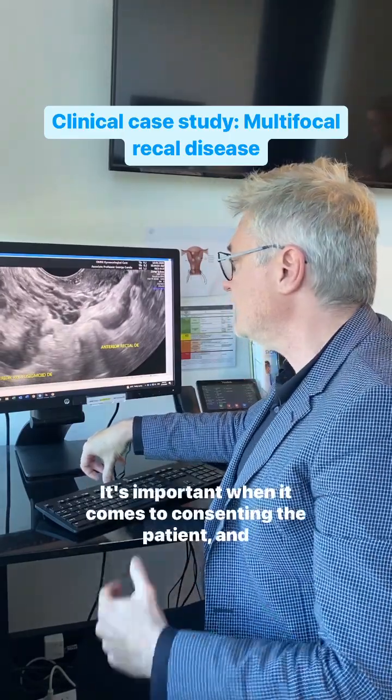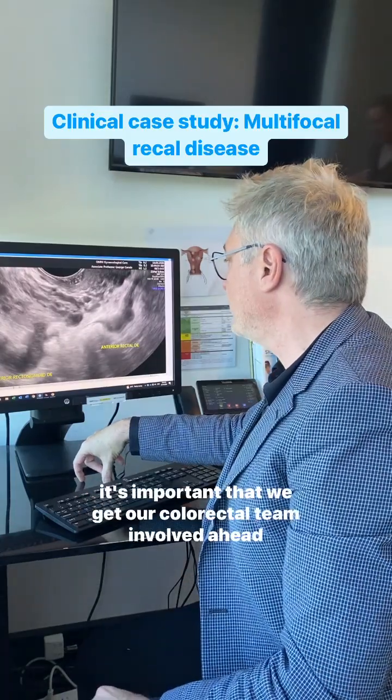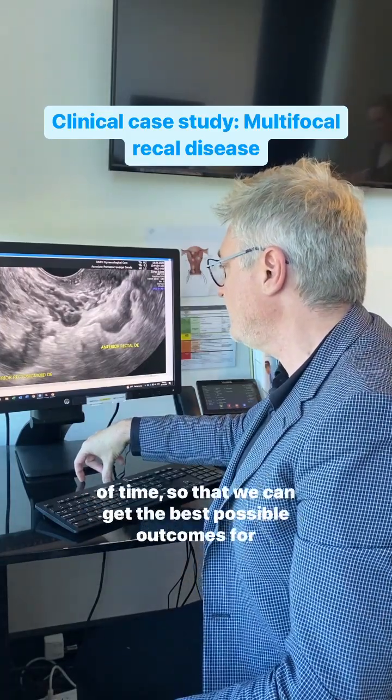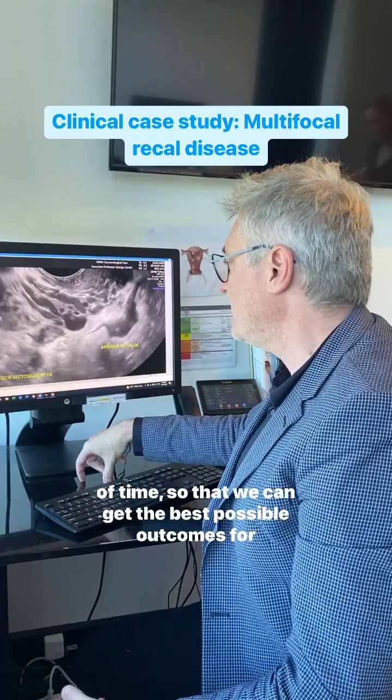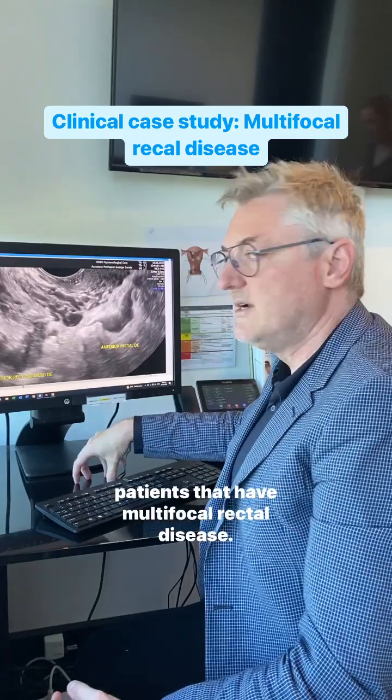It's important when it comes to consenting the patient, and it's important that we get our colorectal team involved ahead of time so that we can get the best possible outcomes for patients that have multifocal rectal disease.